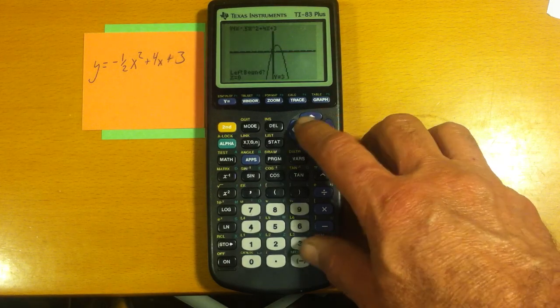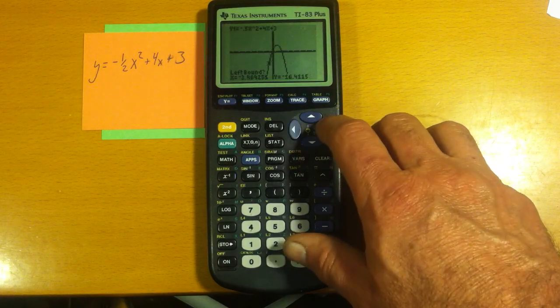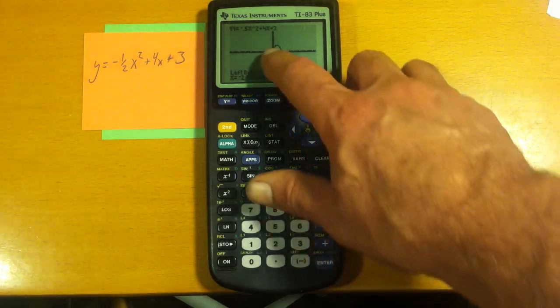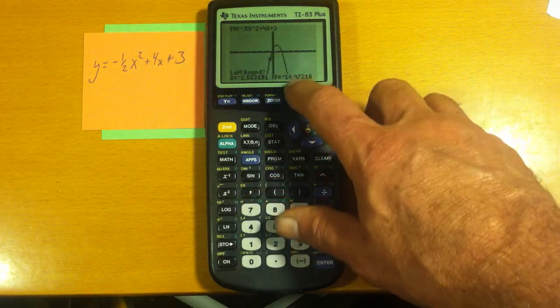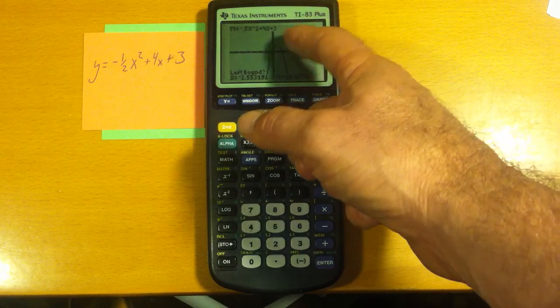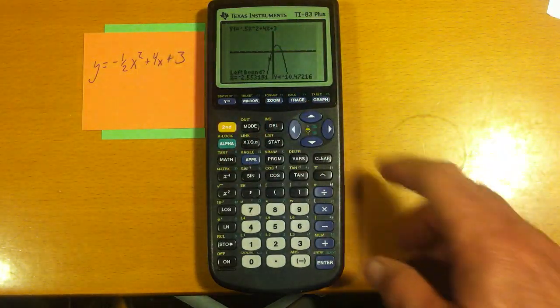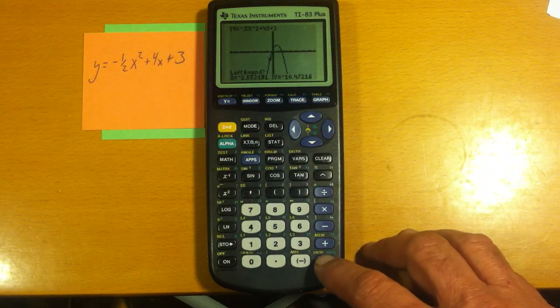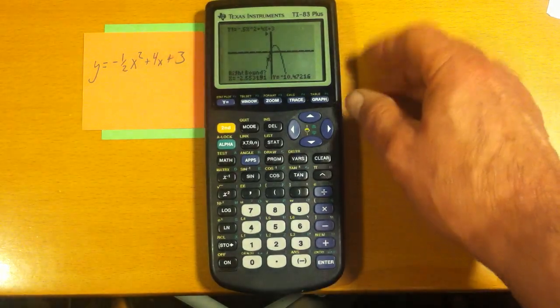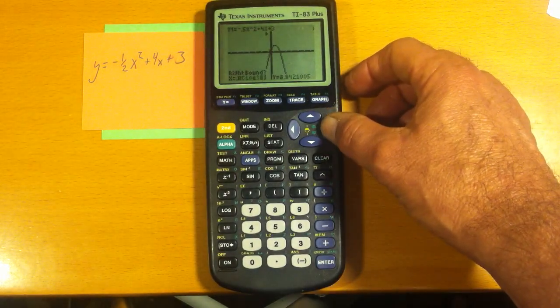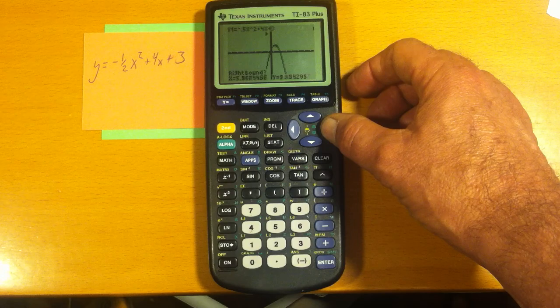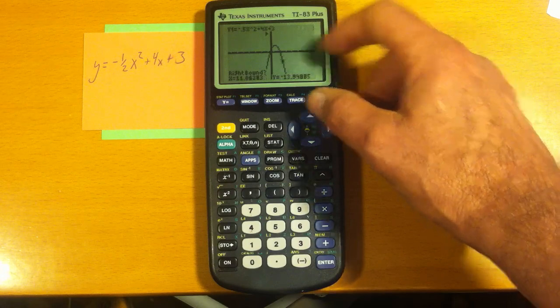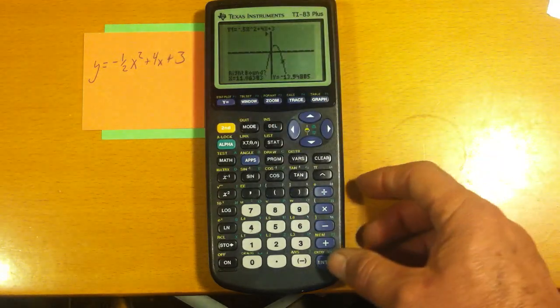It's going to ask me for the left bound. If you notice here, when I move this up and down, see how I have a little cursor there? I'm going to want the cursor to be to the left of where the vertex is. So here it is right here. It's left bound. I'm going to hit enter. And this is right bound. I'm going to have to move that cursor so it's to the right of the vertex. It doesn't matter how far to the right. Just make sure it's to the right of the vertex.